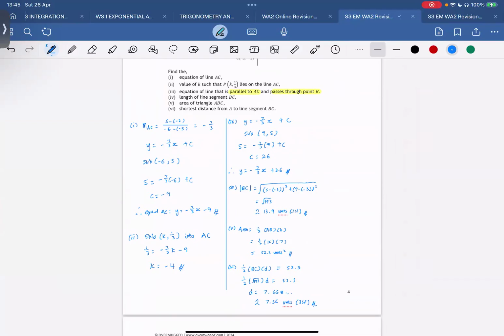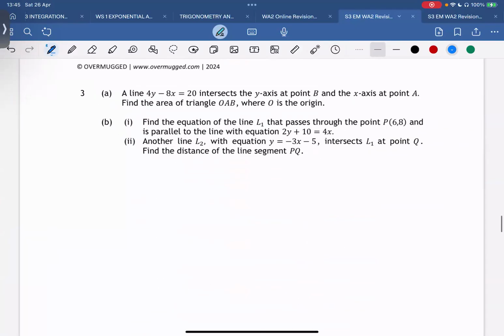Okay, so this is for question 2. Next, question 3. Line 4y minus 8x equals 20 intersects the y-axis at point B and the x-axis at point A. Find the area of triangle OAB, where O is the origin.